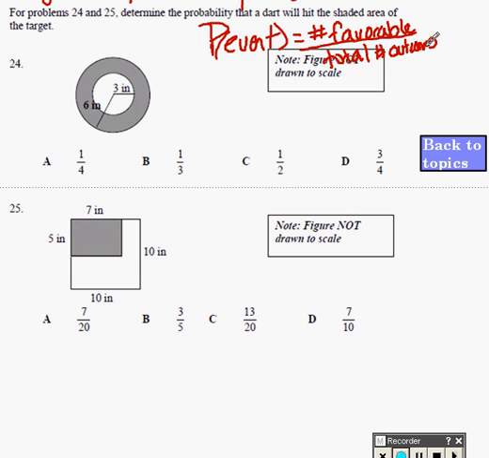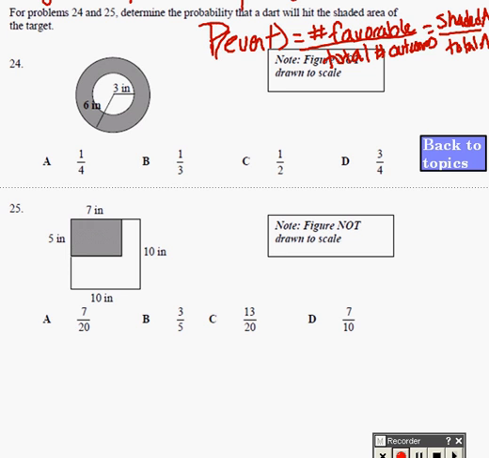Which basically means when we're talking about area, we want the area of the shaded divided by the total area. Area of the shaded divided by total area. Okay, so let's look at this. We've got two circles, and we want the shaded part in between those two circles.